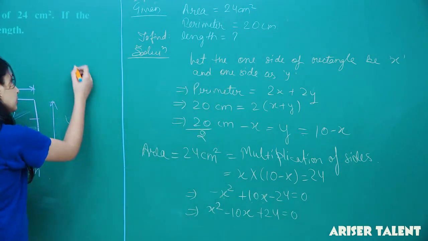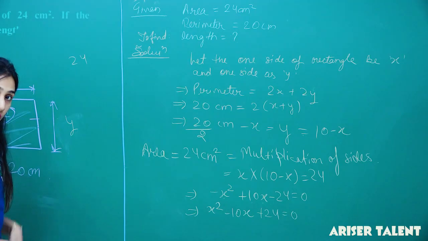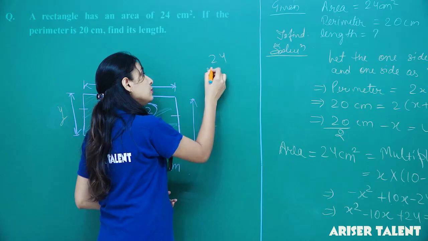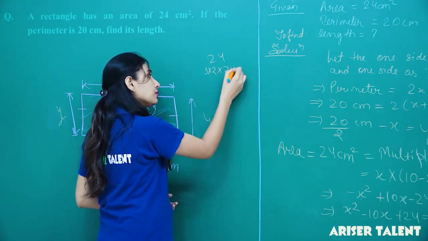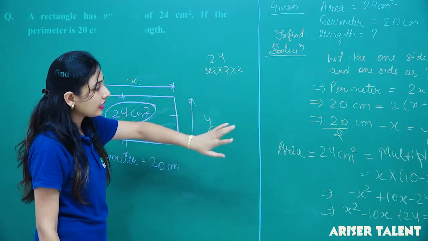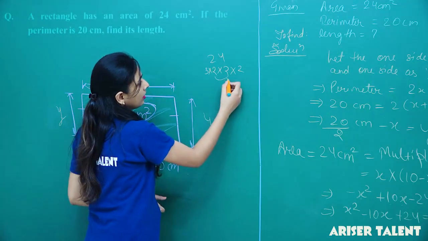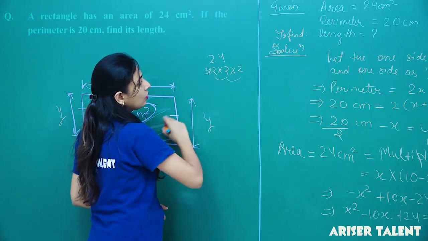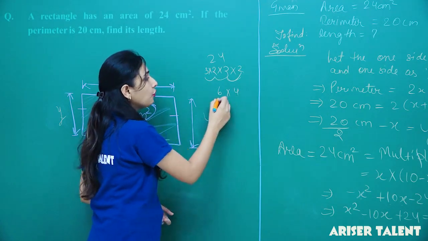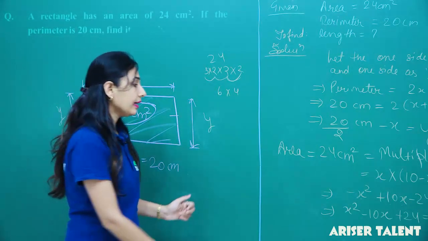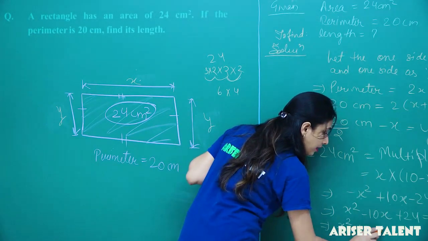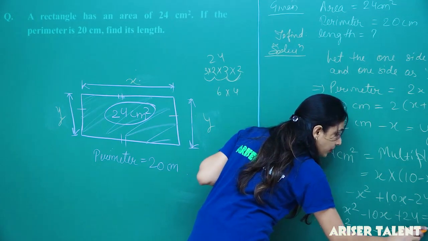Now students, factors of 24: 12 twos are 24, right. So 3 eights are 24, 6 fours are 24. So these are the factors. How will you make it 10? Can I write this? 2 and 12 makes 14, 3 and 8 makes 11, no. 6 and 4: 6 multiplied by 4 is 24, and that makes 10. So, I will write it x square minus 6x minus 4x plus 24 equals 0.